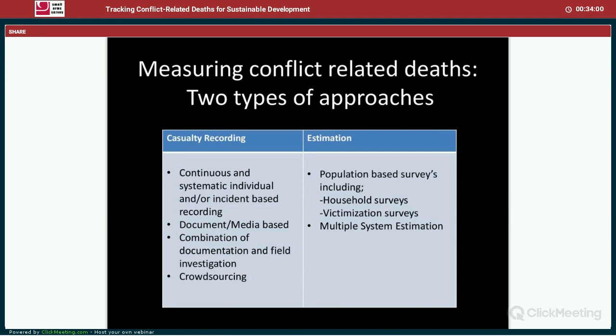A note on multiple system estimation, because I know Grace brought it up in the concentric approach as a second or third tier. Multiple system estimation requires two or more sources of data to work, so in a sense it is highly dependent on casualty recording data or any sort of documentation. You can't have one without the other.